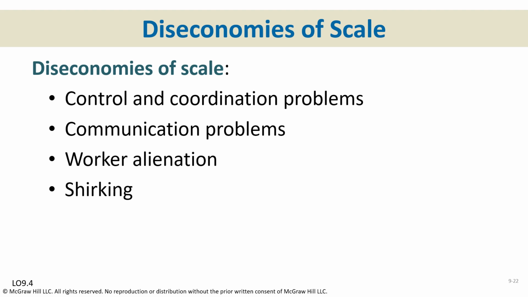Reasons that diseconomies of scale occur include the difficulty in controlling and coordinating large-scale operations. Large bureaucracies lead to communication problems. Workers may feel alienated and therefore may not work efficiently, and shirking or work avoidance may be easier in a larger firm.